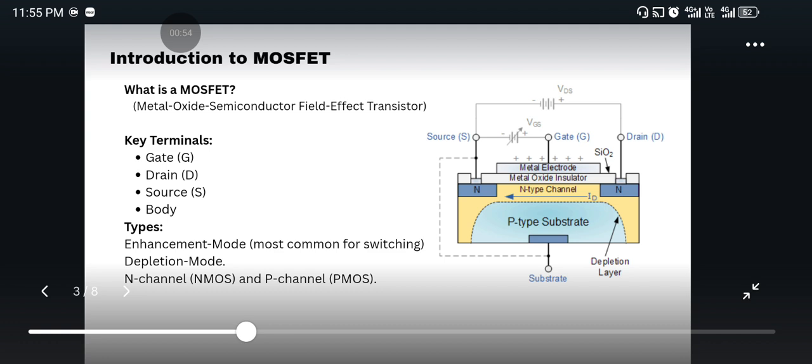There are two types of MOSFET operation. First, the enhancement mode MOSFET, which is normally off, and the depletion mode MOSFET, which is normally on. Based on the carrier type, there are NMOS and PMOS.